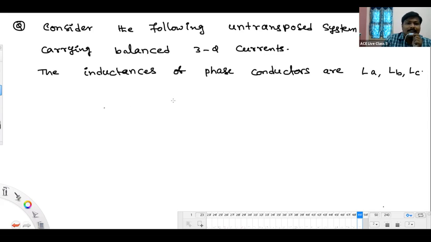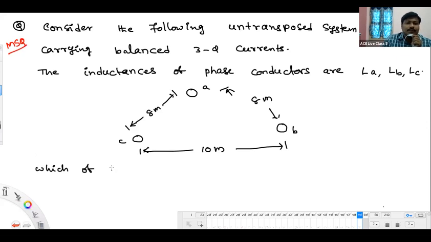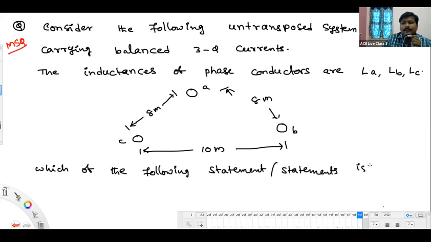So I'll show you the three conductors here. Conductor A, conductor B, conductor C. A to B distance is 8 meters. B to C distance 8 meters. C to A distance 10 meters. So which of the following statements is correct? It's an MSQ, multiple select question. Which of the following statement or statements is or are correct?